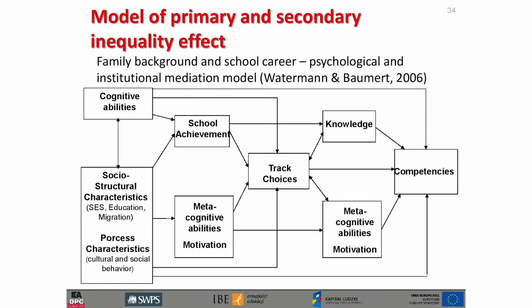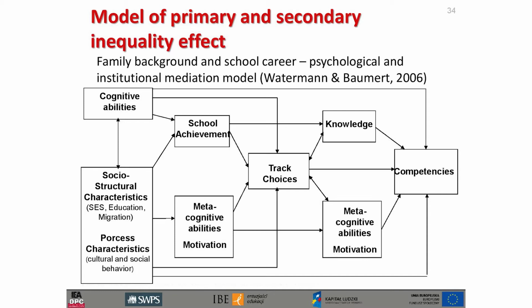related to learning processes. And the empirical research has shown that those abilities are very important for school achievement and later school career. This is related to track choices on a certain level of the educational system, and of course later on also the knowledge which is related to school achievement in a previous school track, and of course metacognitive abilities and motivation influence the competencies. And the important thing is that the track choices are very crucial.